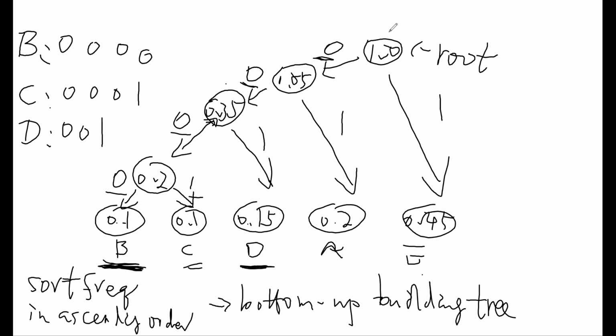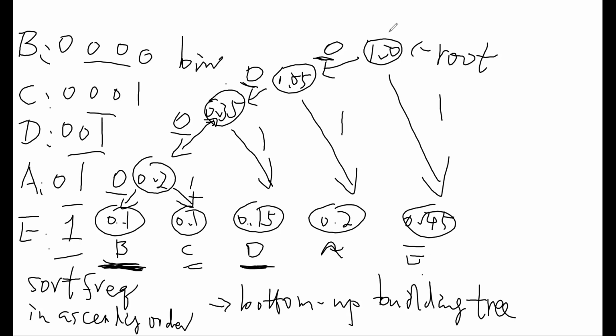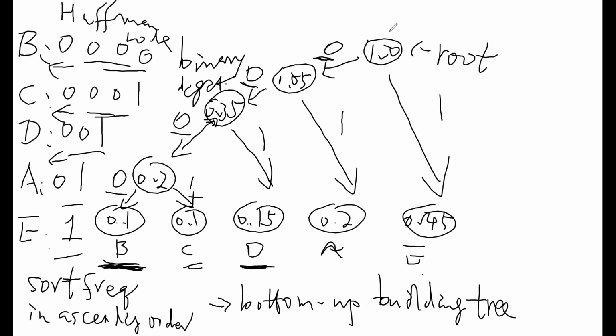And then A. A is 0, 1. And you find E. E is 1. So all of these binary digits are called Huffman code, for the corresponding letter.